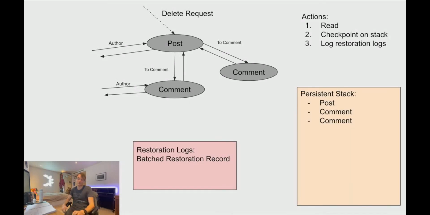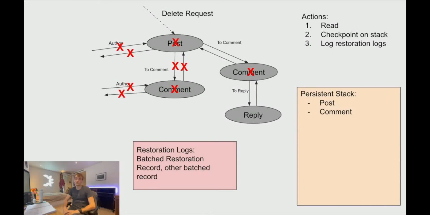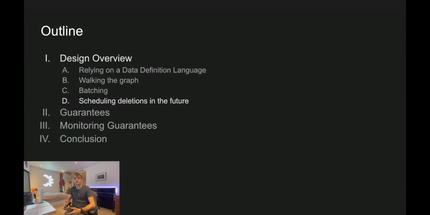We then log to restoration logs. Here we batch everything together, so it's only one write. Then we do all of the deletes at once, pop things from the stack that were successfully deleted and finished their graph deletion. Here there's only one of the comments. And then we basically move on, do the same, and delete all of the graph. And this is what allows us to go much, much faster.